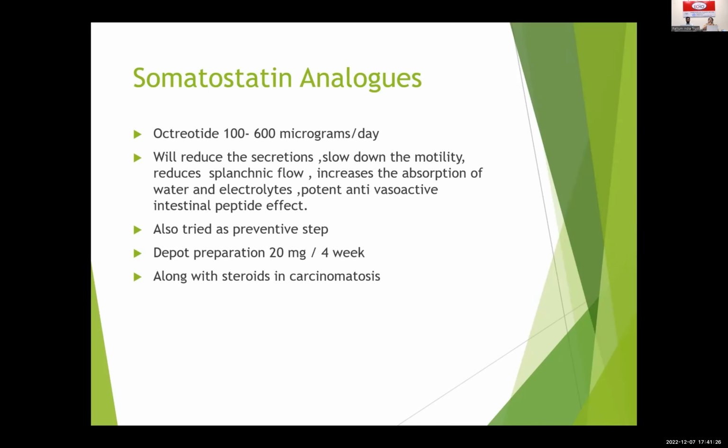Next, we have somatostatin analogs, octreotide. It has a starting dose of 100 to 600 micrograms per day, and it will reduce the secretion, slow down the motility and reduce the splanchnic flow. It increases the absorption of water and electrolytes. It has a potent anti-vasoactive intestinal peptide effect. It is also tried as a preventive step. It is available in depot preparations like 20 milligrams for 4 weeks. It can be used along with steroids.